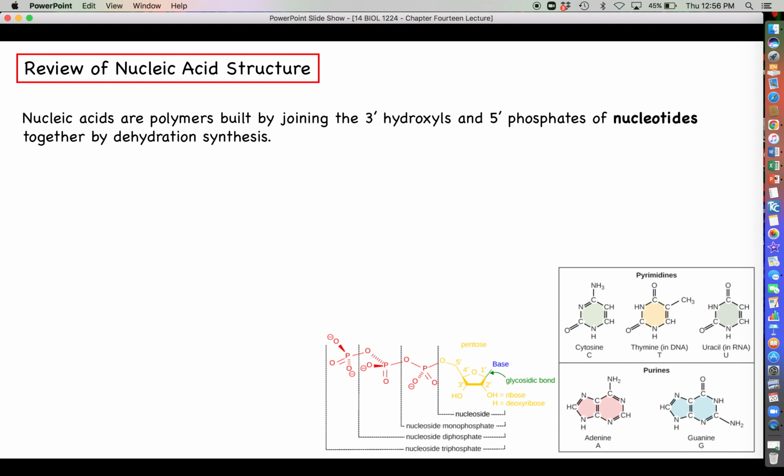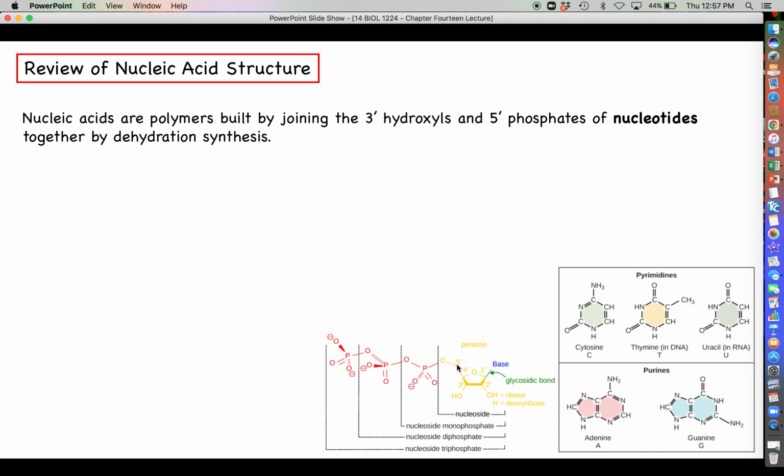If you're wondering what that 3' and 5' refers to, it refers to the functional groups that are attached to different carbons on the pentose sugar that you see right here. In this case, with DNA, that sugar is deoxyribose. If you count the carbons, going clockwise, it starts 1' right there, 2' right there, 3', 4', and then 5'.